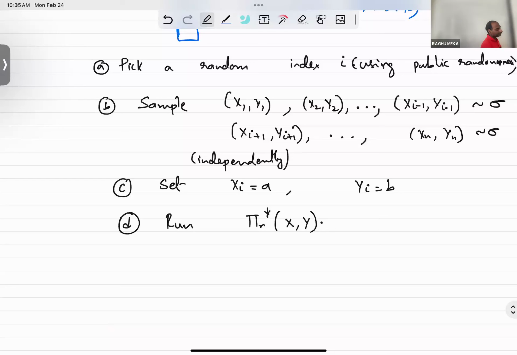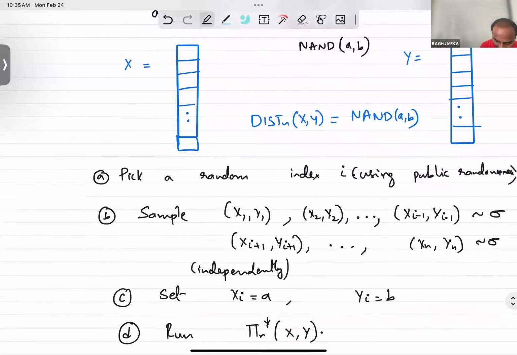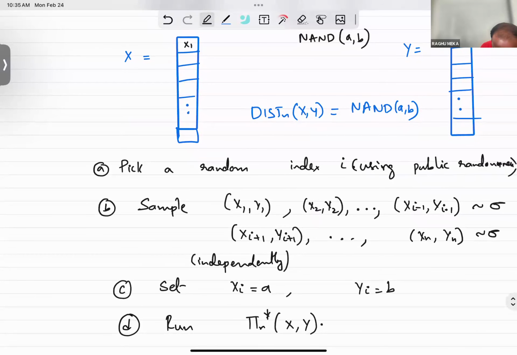Okay. So this means somehow we are saying, okay, let's put x1 here, x2 here, all the way to x_{i-1}. And then in this special cell, we are going to have a. Right? In the same way here, y1, y2, y_{i-1}. In this special cell, which is aligned, we are going to put b.